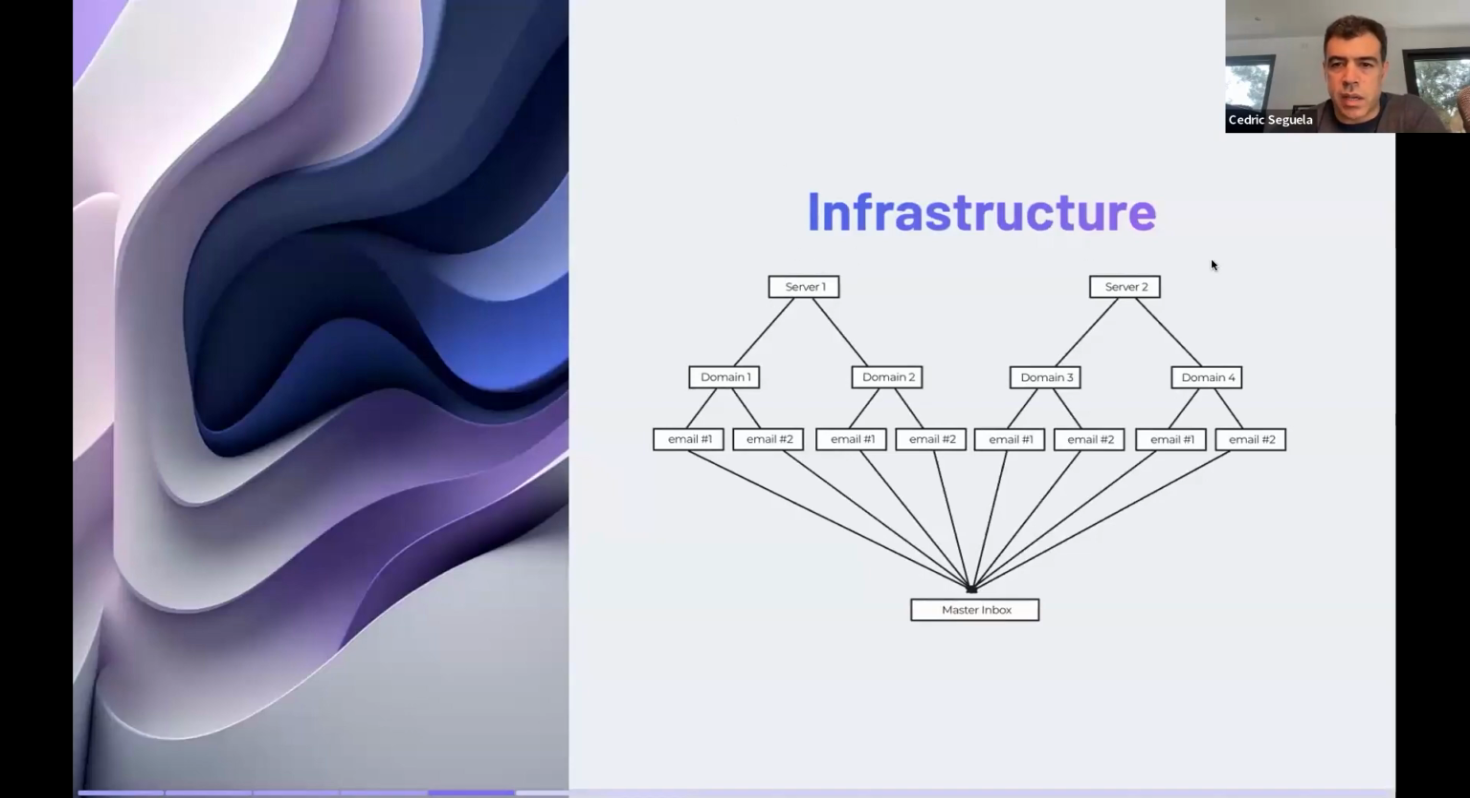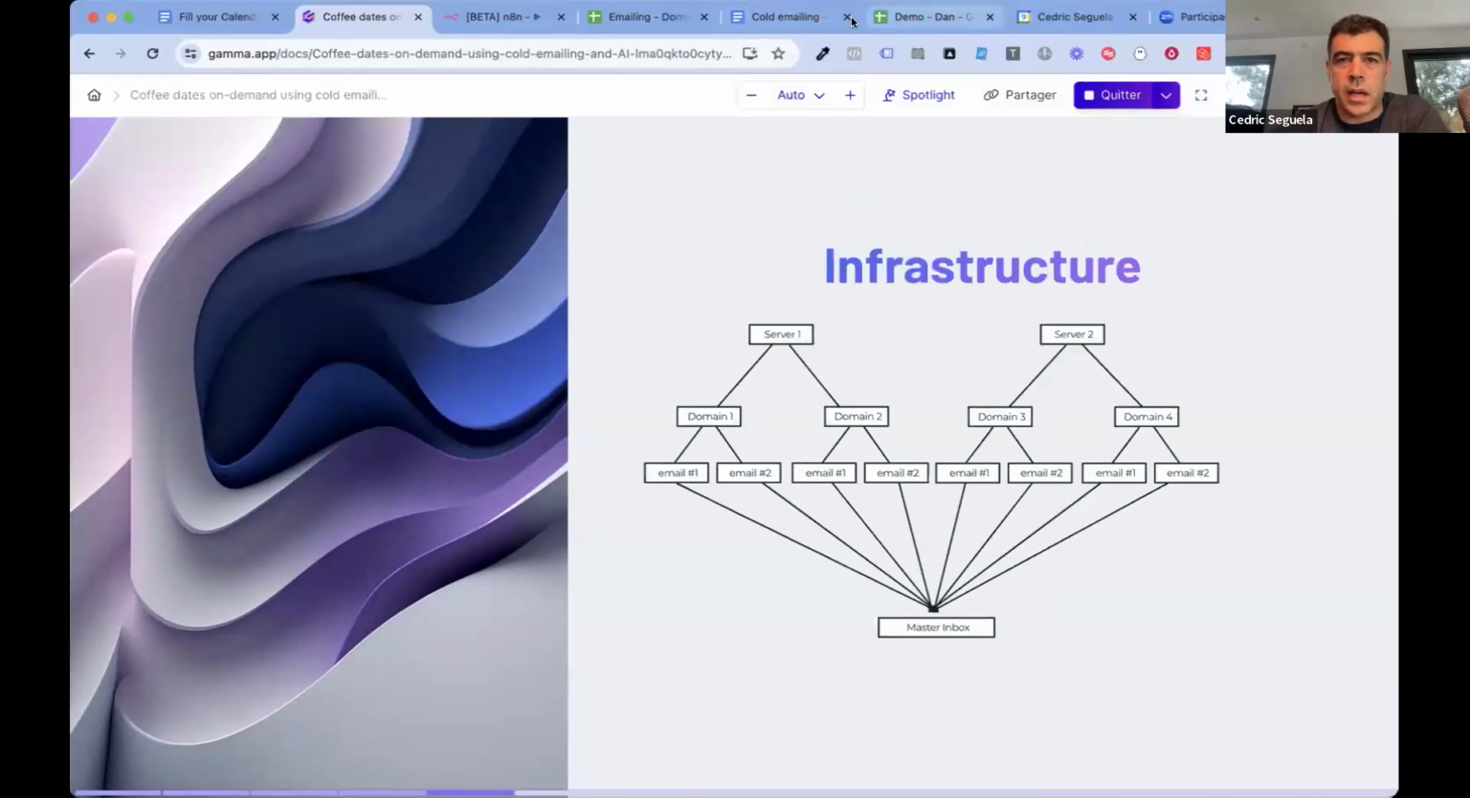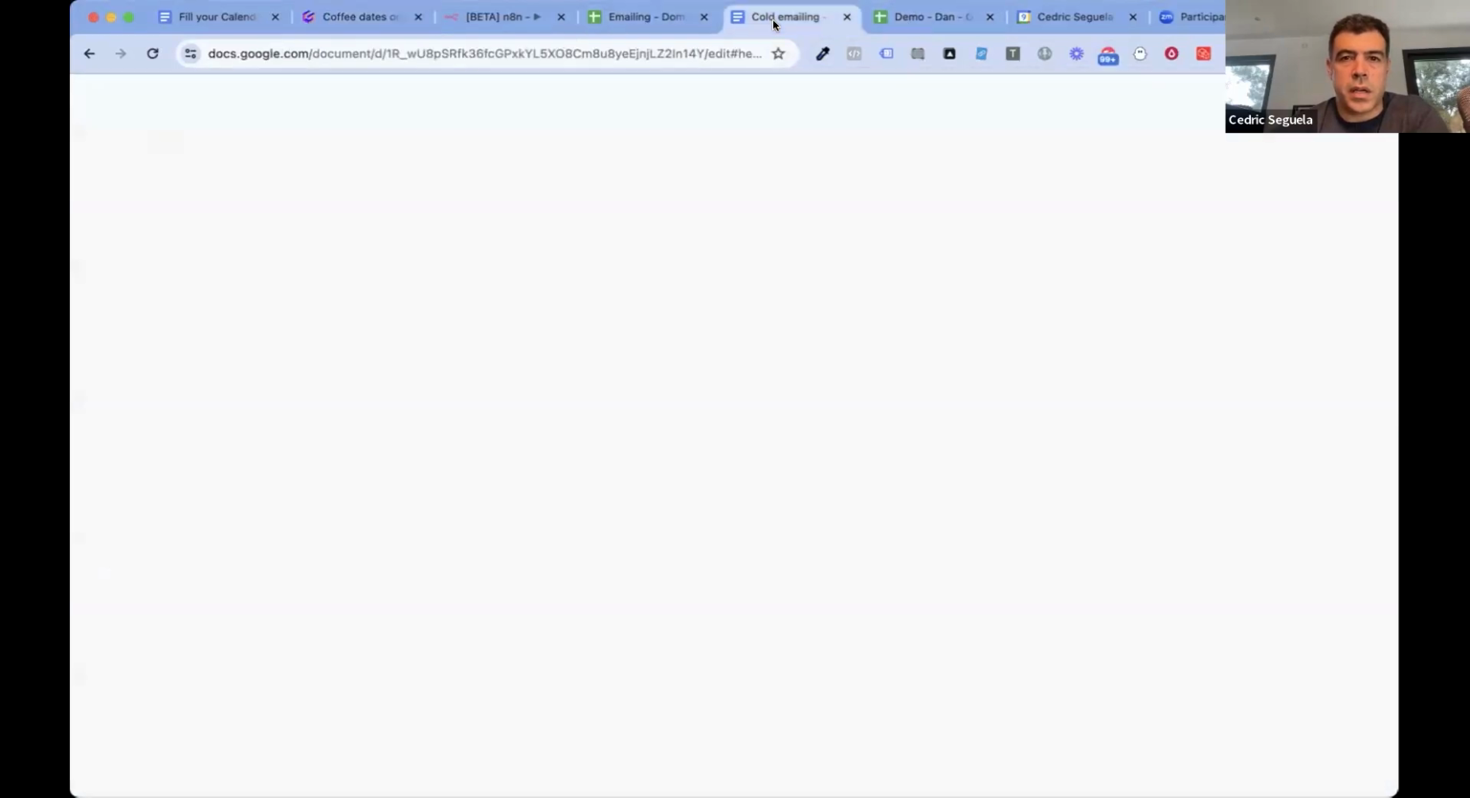So I have a few servers. I have 4 servers, 5 servers. Then I have domain names that are attached to each server. Then I have 2 or 3 mail addresses per server. And this is all leading to a master inbox. But before you get to that, there are a few pitfalls that you need to avoid.